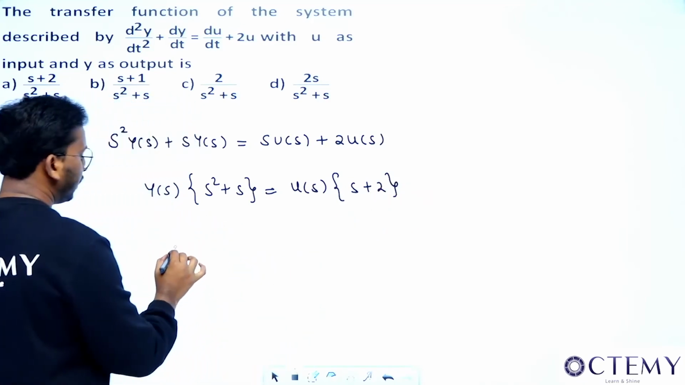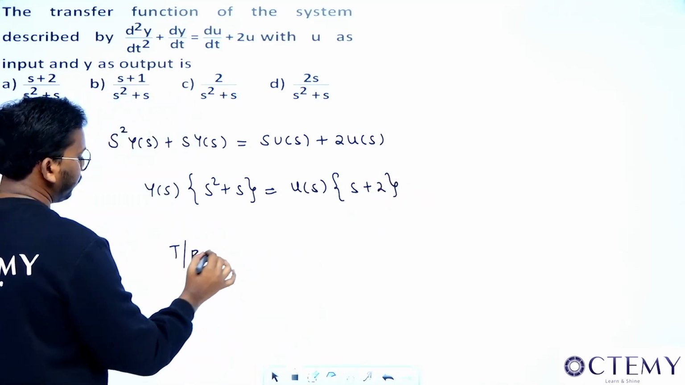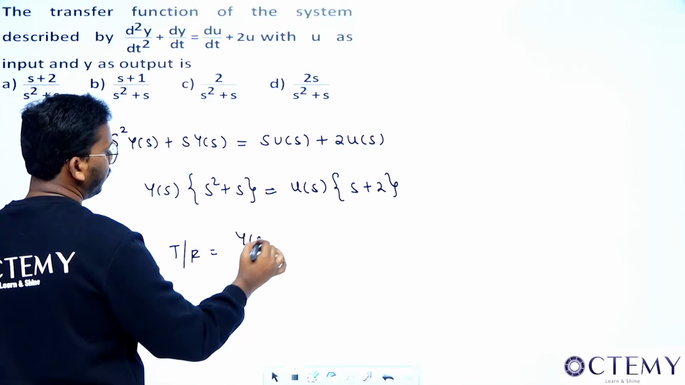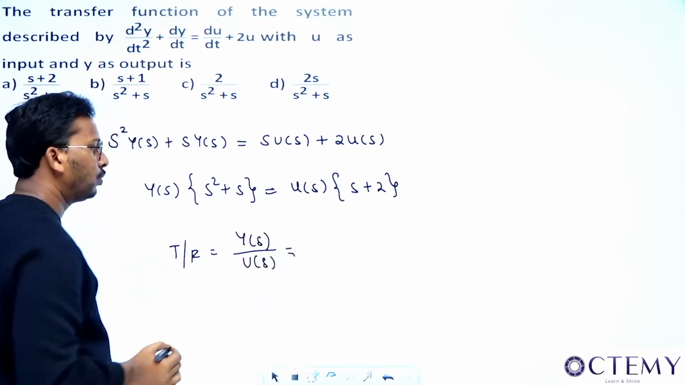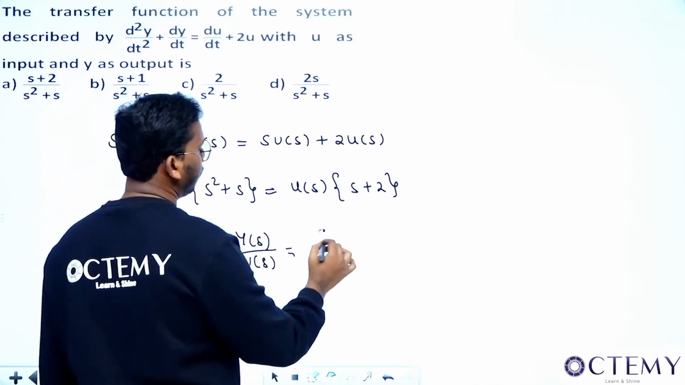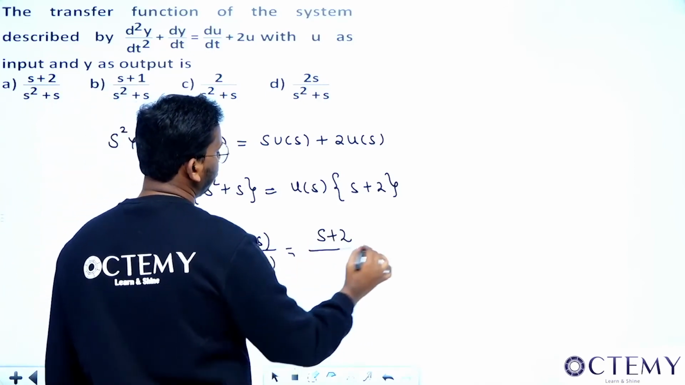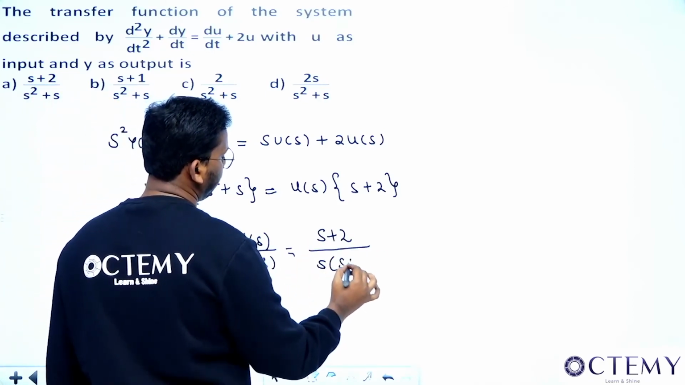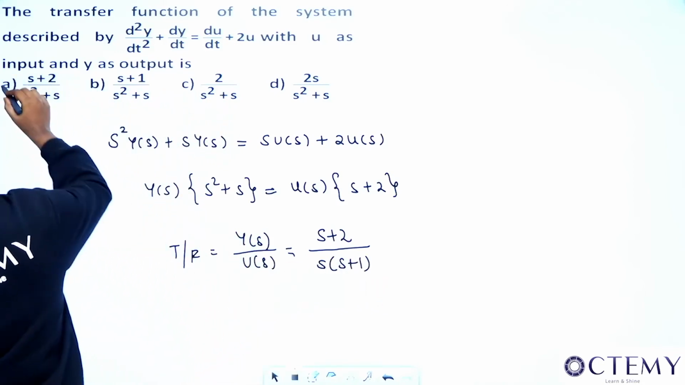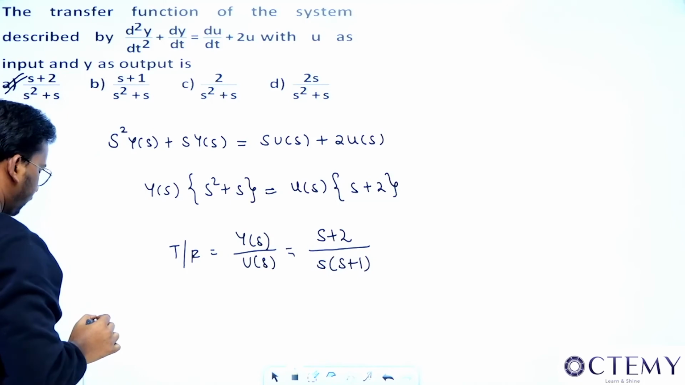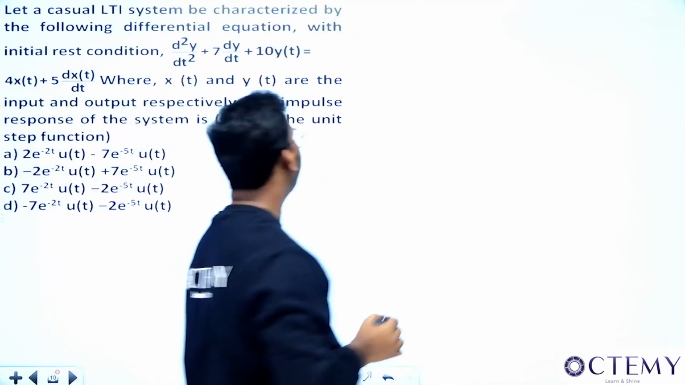So transfer function is equal to what? Y(s)/U(s) is equal to (s+2)/(s(s+1)). So (s+2) divided by (s²+s). This is the answer. Very good, sir. Let me go to the next question.